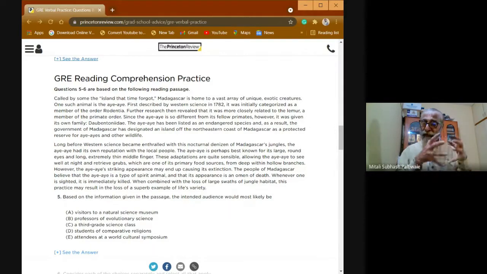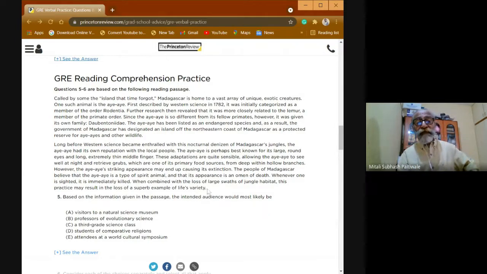So, because of this blind belief, the people of Madagascar believe that the aye-aye is a type of spirit. Whenever one is sighted, it is immediately killed because of this blind belief that it is a bad omen. It is an omen of death. That means it brings death, because of which people started killing it. That's why its life was in danger.